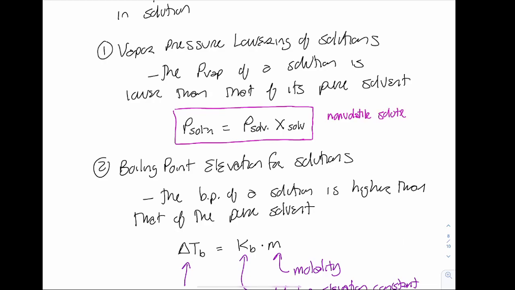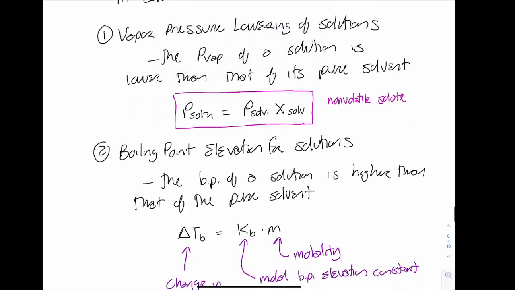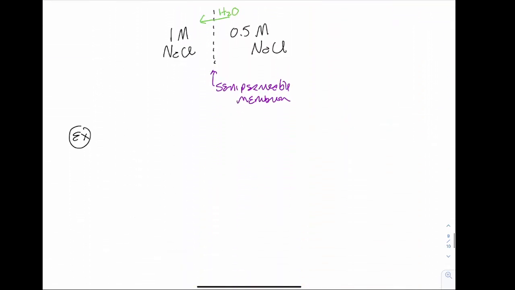So we're assuming that only the solvent evaporates, the solute doesn't. If both evaporated, we would actually add to this. It's equal to the vapor pressure of the solvent times the mole fraction of the solvent plus the vapor pressure of the solute times the mole fraction of the solute. So we would just add to it. We're just going to stick to non-volatile solutes, however. So back down to our example.